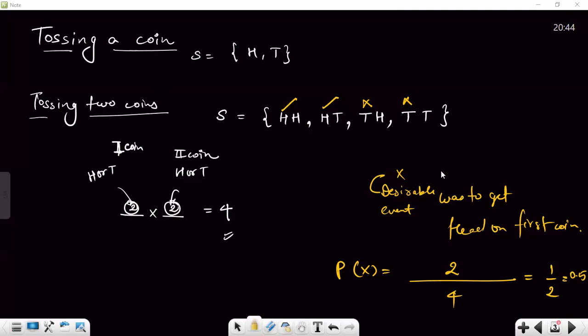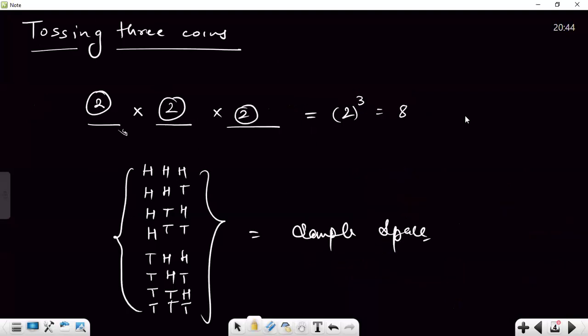Okay, let's take one more example from when we were tossing three coins. Let's say we have the same event X, when we wanted a head on the first coin. So how many heads are on the first coin? One, two, three, four. So four is the number of favorable outcomes. And how many total elements are there in the sample space? 8. So here also the probability is 1 by 2 for our X event.